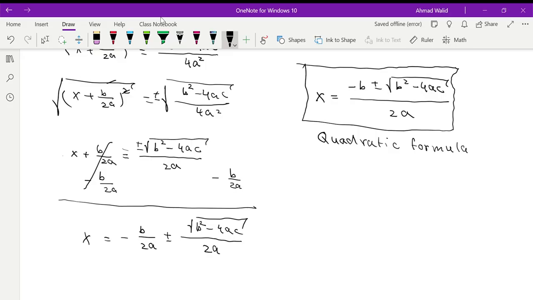If you forgot about completing a square, you don't know how to do completing a square, no problem. Use this formula and you can solve that problem. The answer is the same. It's a very useful formula, and just memorize it. You can use it and you can solve all kinds of quadratic equations by using this formula.